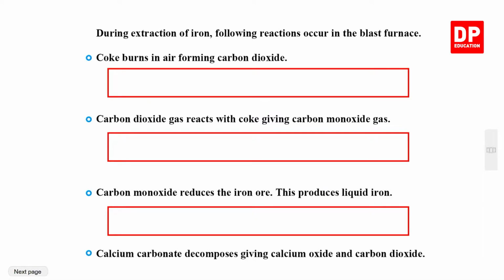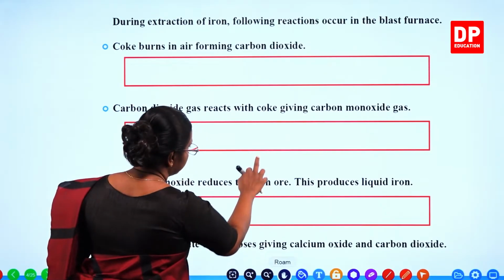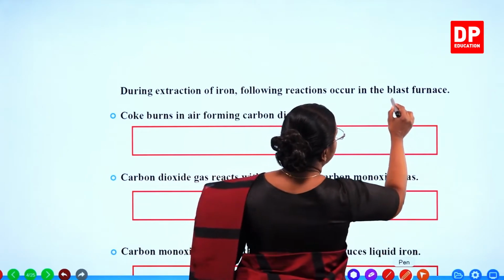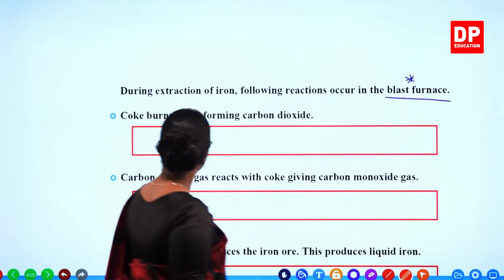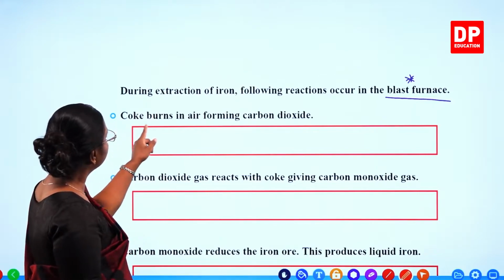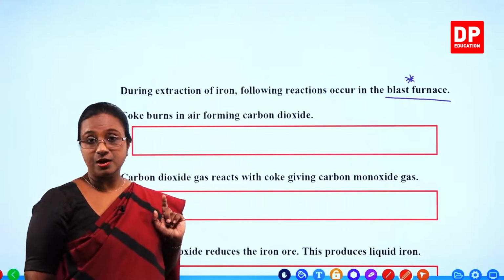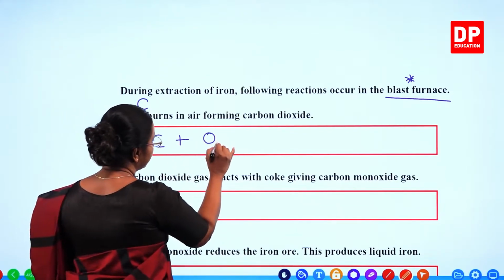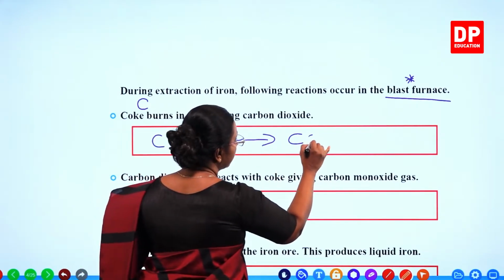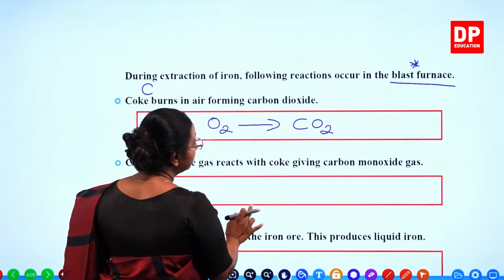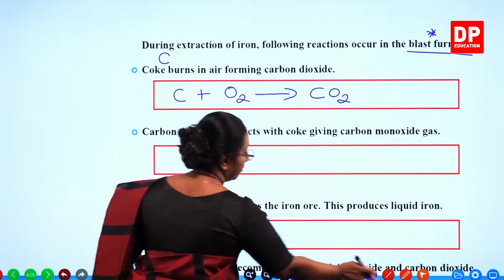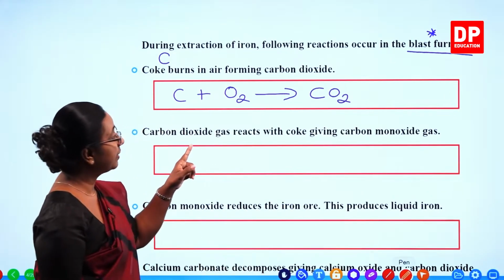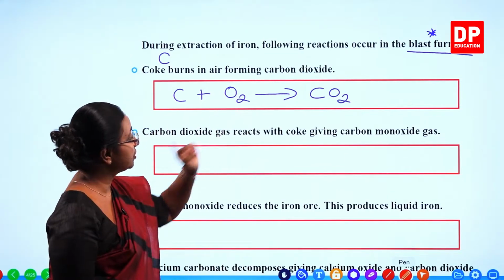So then again the reactions, students. During extraction of iron, the following reactions occur in the blast furnace. So here, these are the reactions taking place inside the blast furnace. The first one, coke burns in air forming carbon dioxide. You know what coke is? Coke is carbon. So carbon plus oxygen in air gives rise to carbon dioxide. That is the first reaction that you need to remember. Coke burns in air forming carbon dioxide. So carbon plus O2 gives CO2.